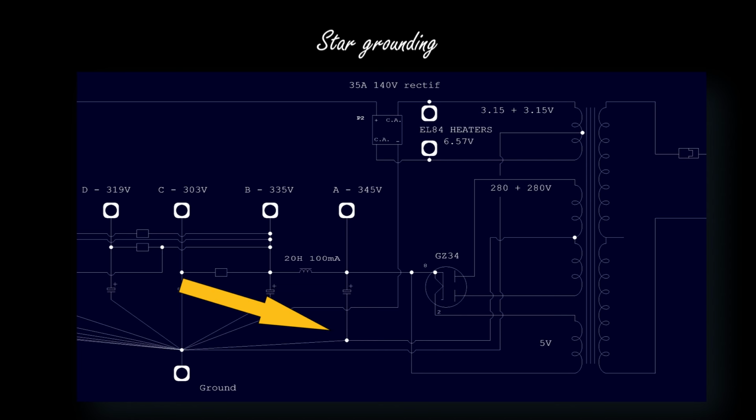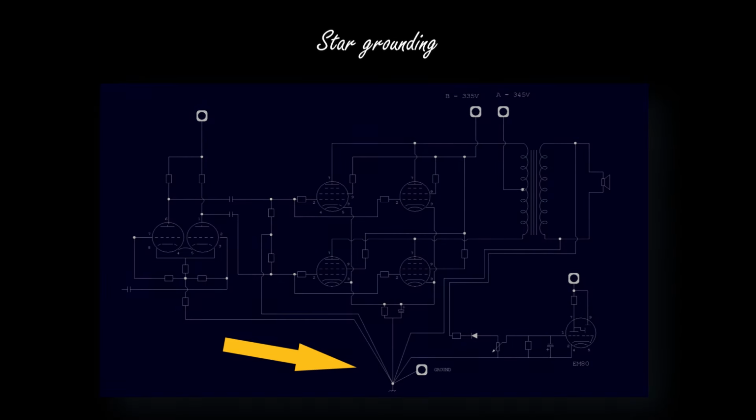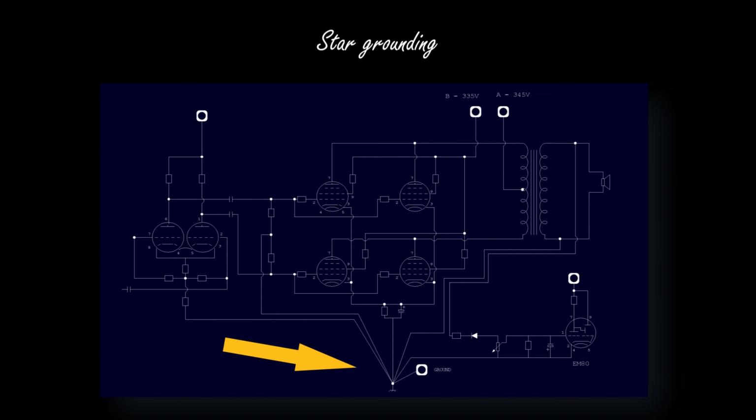The minus leg of the first power supply capacitor should be connected to both the central grounding point and the center tap of the power transformer. Then the chassis is connected to the star ground through a cable in one point only. It's very important not to have more connections between the chassis, the metallic chassis, and the central grounding point.